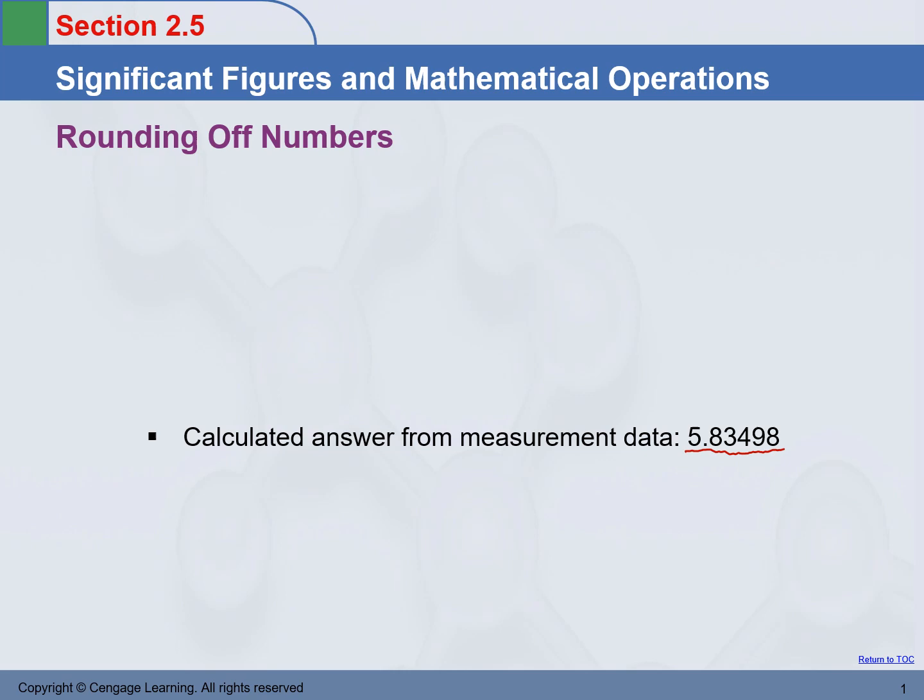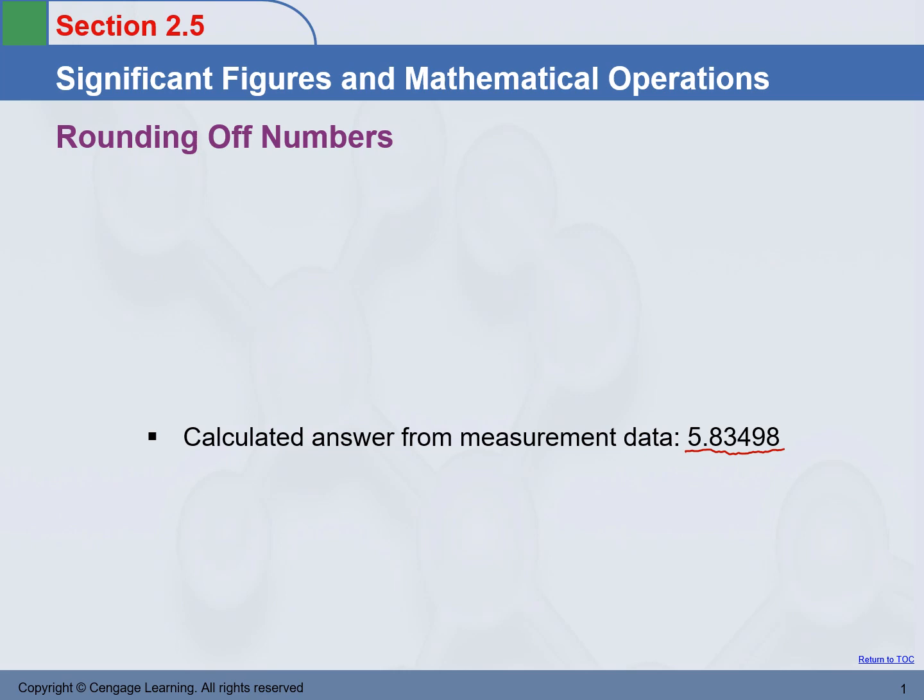But before that, let's assume you know to which digit you're going to keep. For example, let's assume we have learned the rules. We did the calculation now. We see 5.83498 on my calculator. Let's assume by following the rule, we know we'll keep certain digits of the number. But how do I do that?